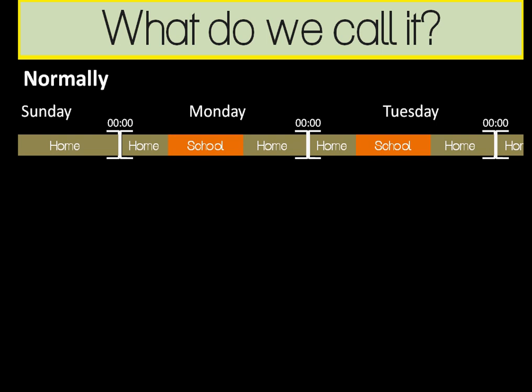So I'm going to start looking at it on a time scale instead to start with. We've got Sunday going across to Monday and Tuesday, and you can see that Monday and Tuesday have got orange blocks of time which are dedicated to the time you spend in school. Now within the time that you spend in school there will be a block of teaching specifically for maths, taking place on Monday and taking place on Tuesday and taking place on Wednesday and so on.